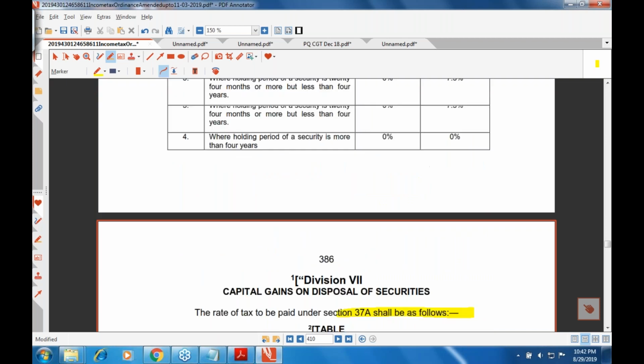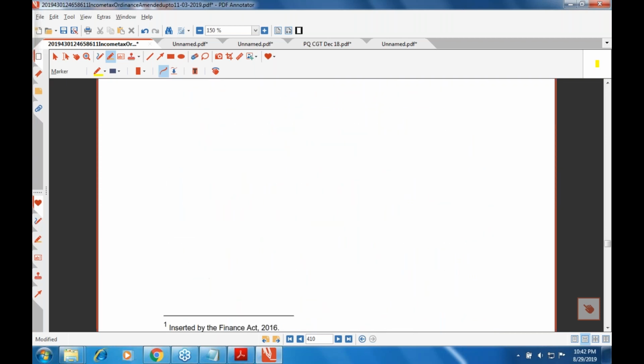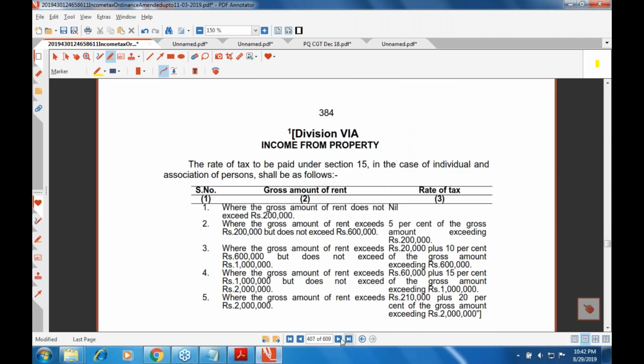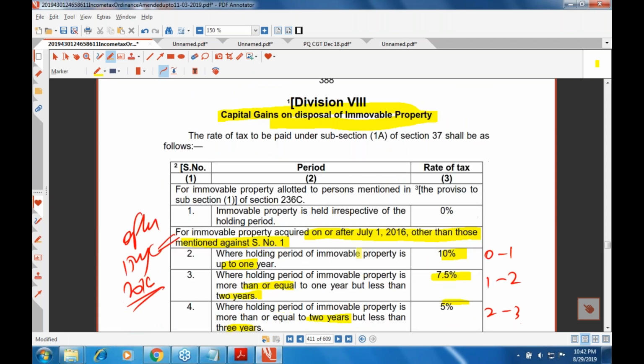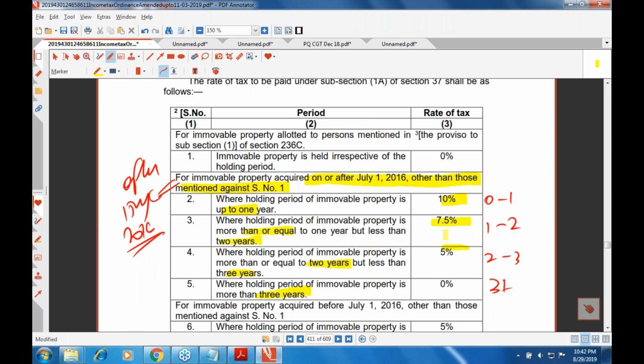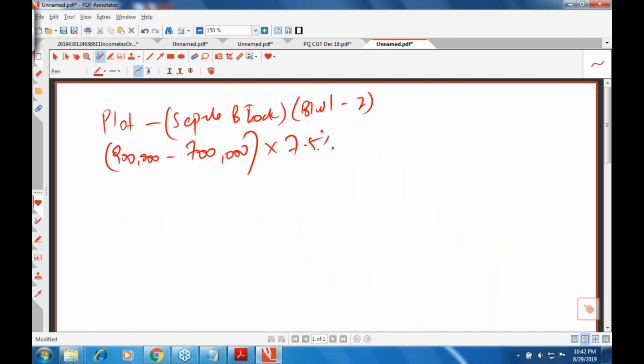So here we have, in fact, no, here. The capital gain on the disposal of a movable property between time period 1 till time period 2. So it's 7.5%. What is it? 7.5%.